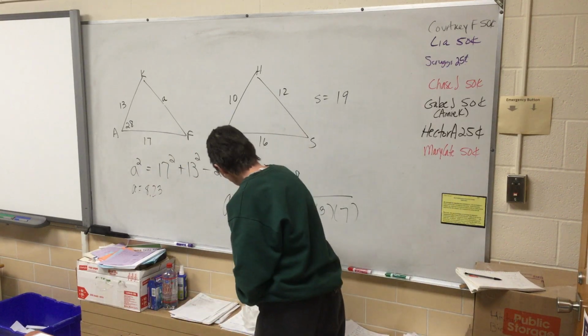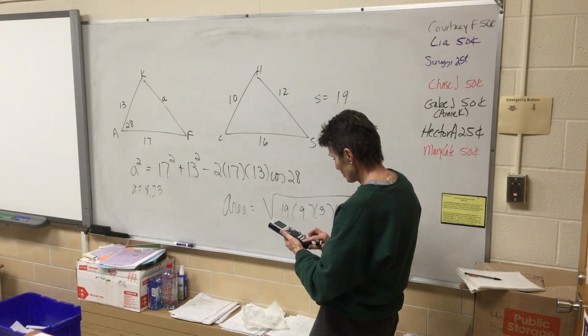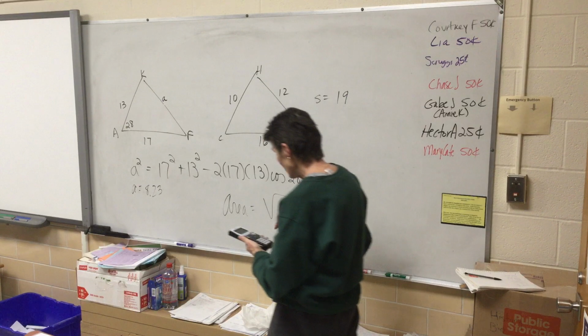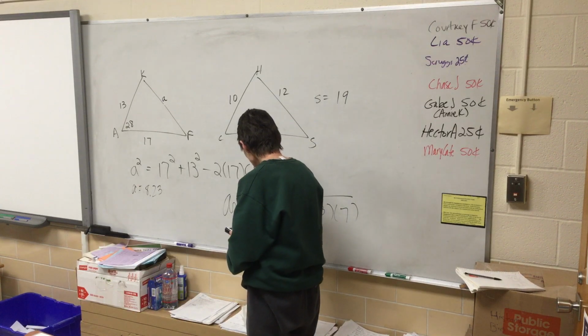Now, type it all in. My variable's over here. I wonder what the area is. What does that equal? So 19 times 9 times 3 times 7, and then square root that, of course. And your area is 59.92.